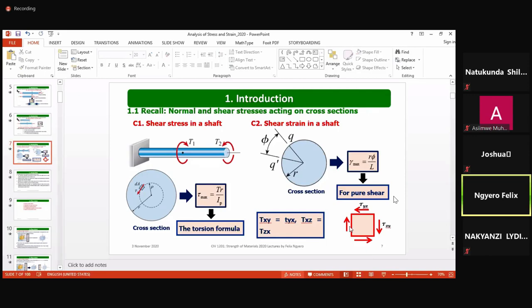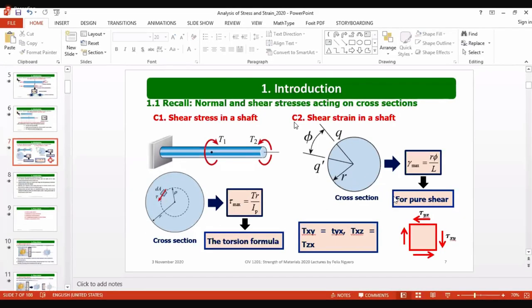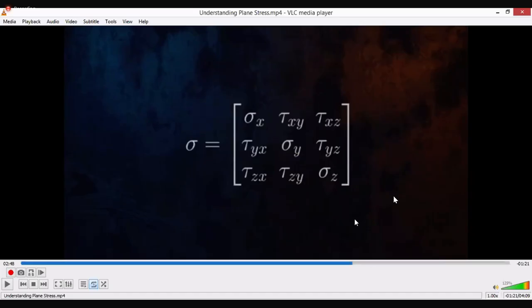Where you have tau xy and tau yx components, nine stress components. This tau xy and tau yx are the same, they have the same value. Wherever you have shear stresses, there's only one unique shear stress. They are equal but opposite, so tau xy is equal to tau yx, but in the opposite direction.